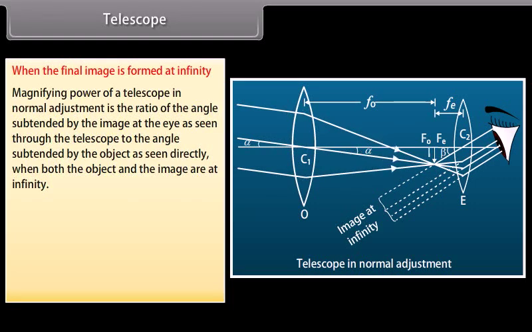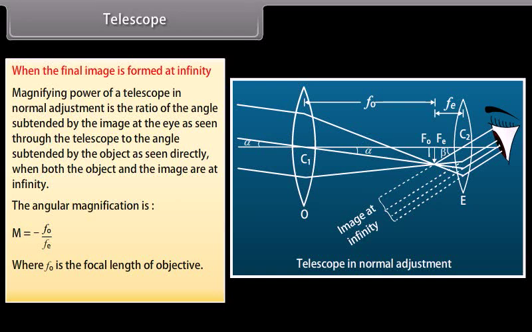Magnifying power of a telescope in normal adjustment is the ratio of the angle subtended by the image at the eye as seen through the telescope to the angle subtended by the object as seen directly when both the object and the image are at infinity. The angular magnification is M is equal to minus FO by FE, where FO is the focal length of objective, FE is the focal length of the eyepiece.